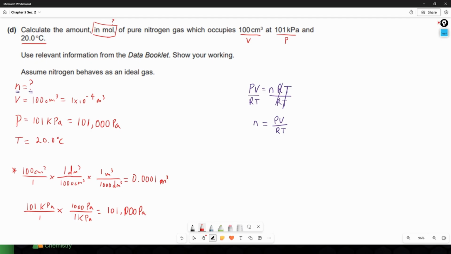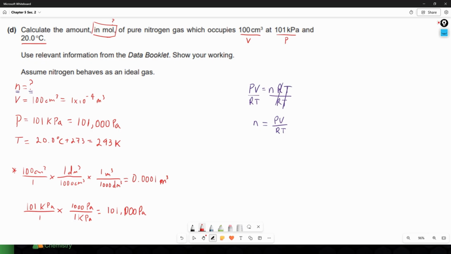Finally, for temperature, we need to use Kelvin, not degrees Celsius. And this is the one that's most often going to be in the wrong unit, because most of the time we do give the unit of temperature in Celsius. So remember, to go from Celsius to Kelvin, all we have to do is add 273. So 20 degrees Celsius, plus 273, means 293 Kelvin.